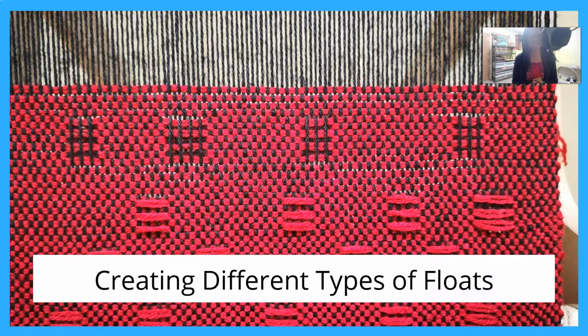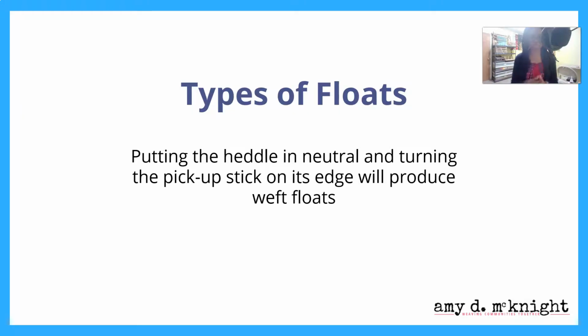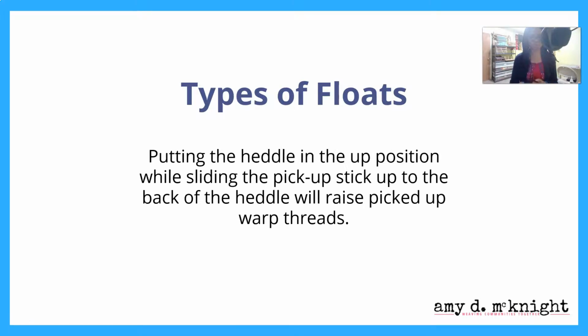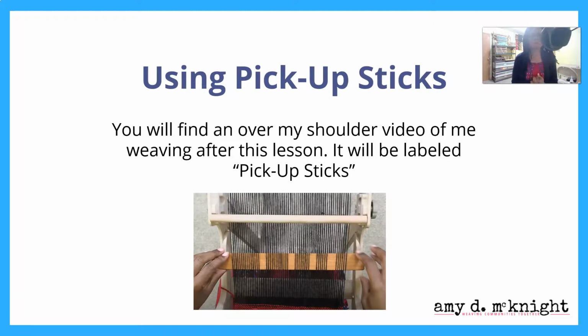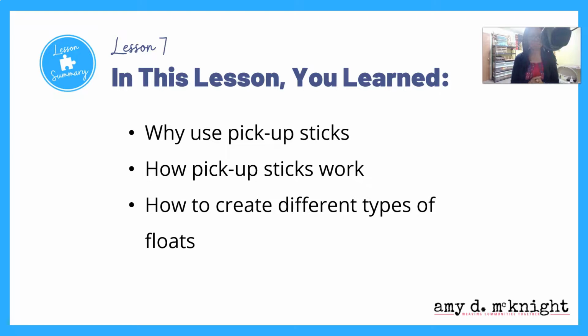So, creating different types of floats. Putting the heddle in neutral and turning the pickup stick on the edge will produce weft floats. Putting the heddle in the up position while sliding the pickup sticks up to the back of the heddle will raise up the warp threads. If you have weft floats on the front of your fabric, you will have warp floats on the back and vice versa. You will find an over my shoulder video of me weaving after this lesson, and it will be labeled pickup sticks. So that was quick.